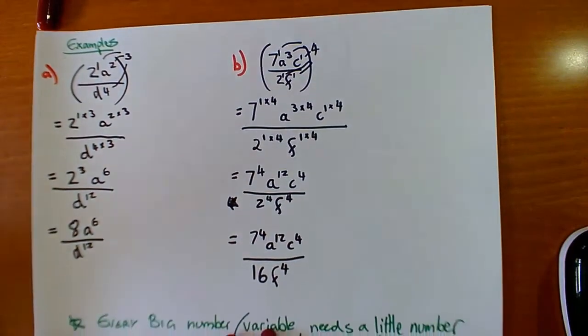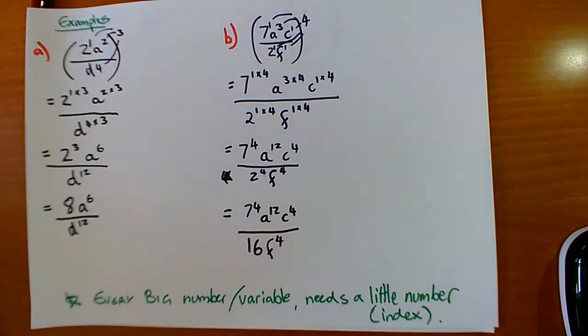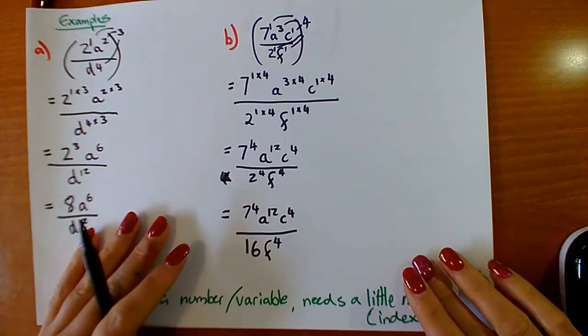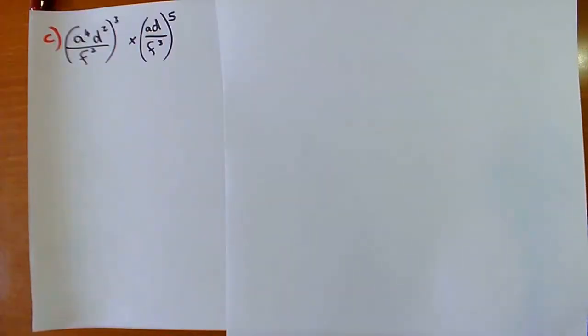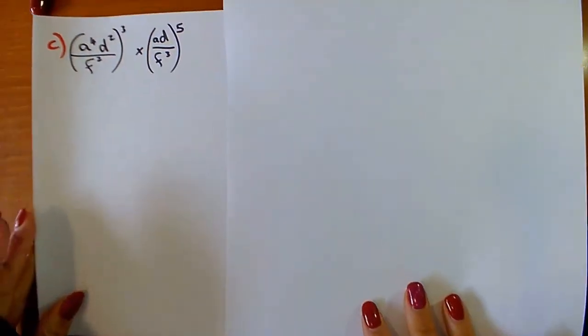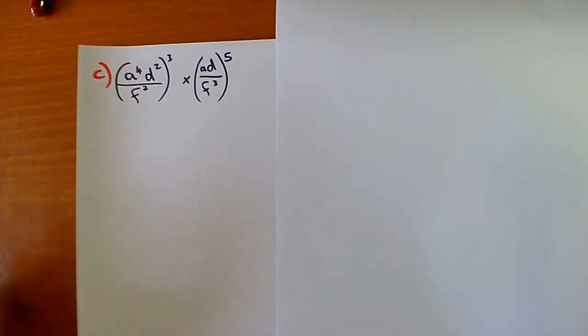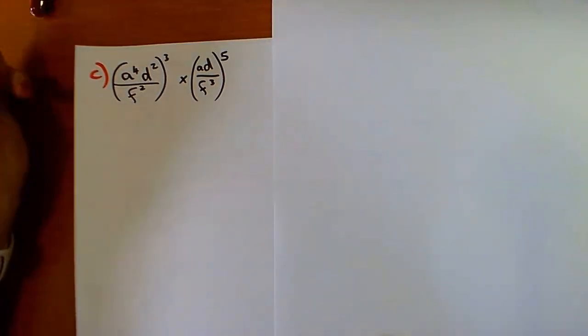So please make sure that you write this down. Every big number or variable needs a little number or an index. You must remember that, okay? I'm going to go through just a couple more examples, of course, getting a little bit harder every single time, okay? So let's have a look at this.